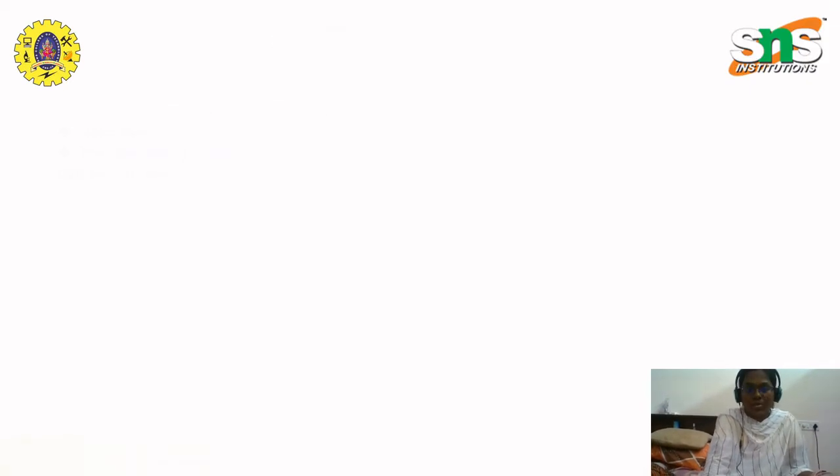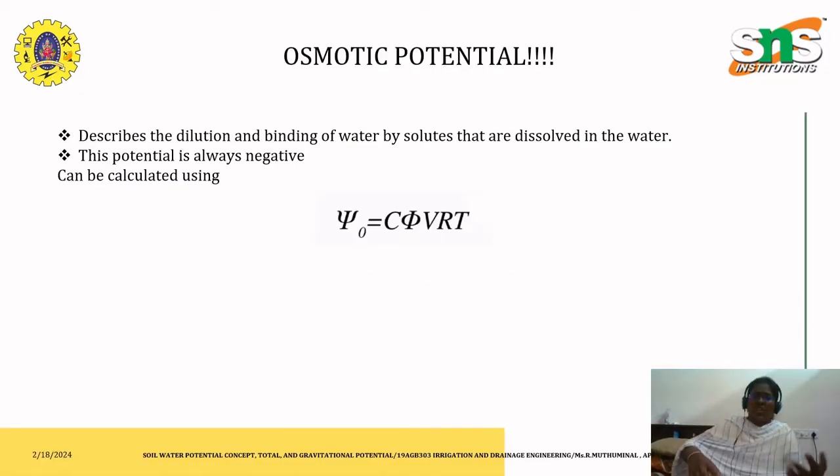The next one is osmotic potential. It describes the dilution and binding of the water by solutes that are dissolved in the water. The soil has the capability to absorb, and the moisture will make the soil bulge, so the quantity increases. This dilution and binding of water depends on the osmotic potential. This potential is always negative, and it can be calculated with the formula phi o equals C into phi into V into R into T.